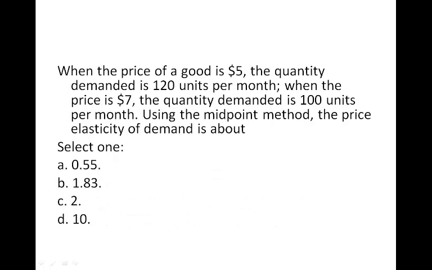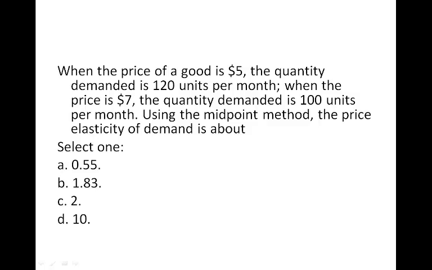Next problem. When the price of a good is $5, the quantity demanded is 120 units per month. When the price is $7, the quantity demanded is 100 units per month. Using the midpoint method, the price elasticity of demand is about... So here we want percentage change in quantity demanded over percentage change in price. It doesn't give it to us in percentage terms. We have to figure out the percentage change.